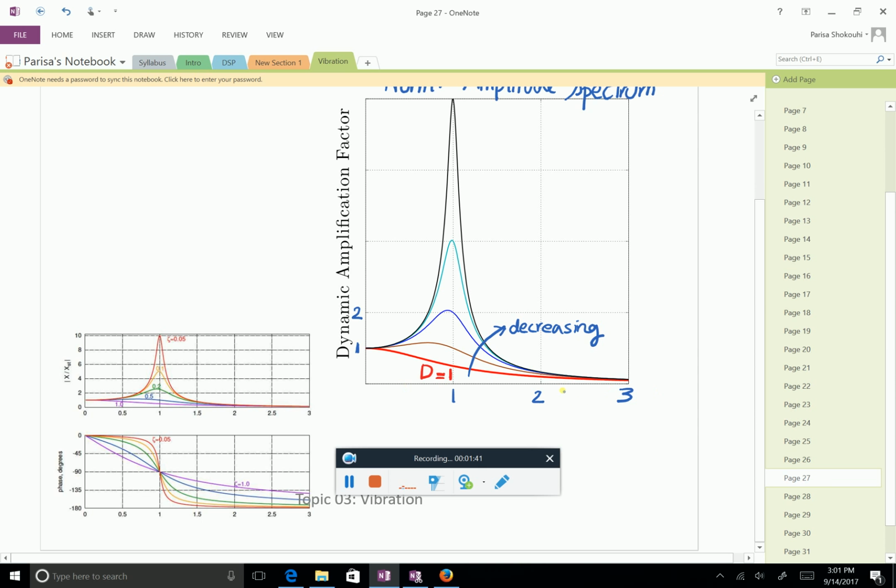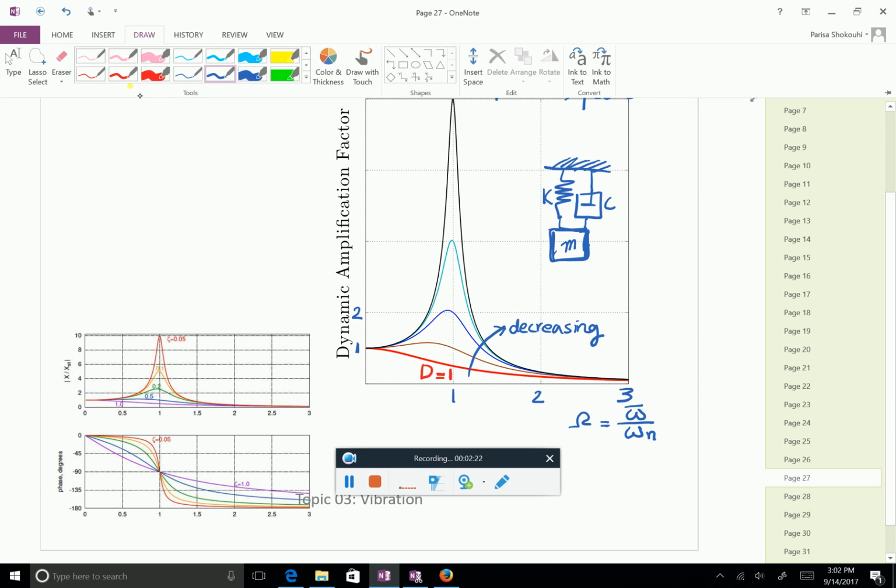Now, the x-axis is a normalized frequency. If you remember last time, that's the excitation frequency, the input to the system, normalized by the natural frequency of the system. And when I say system, I'm basically talking about this very simple single degree of freedom system that we have been talking about. So with a viscous damper dashpot and a linear spring.